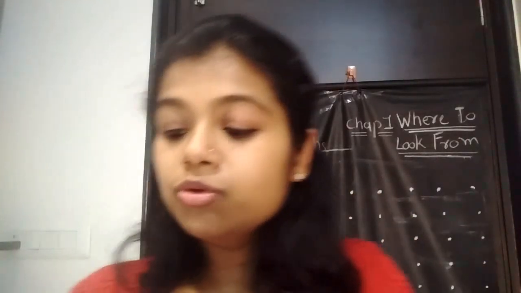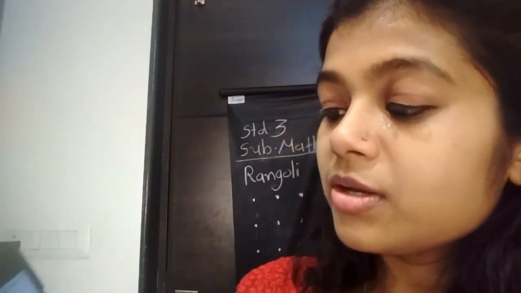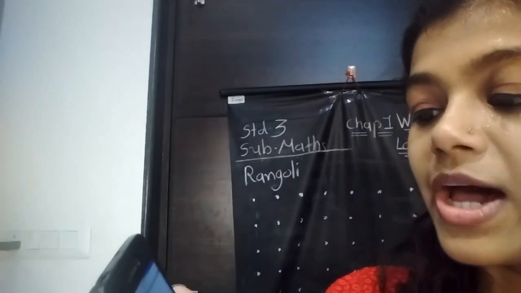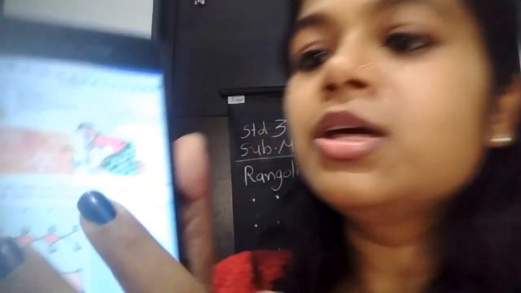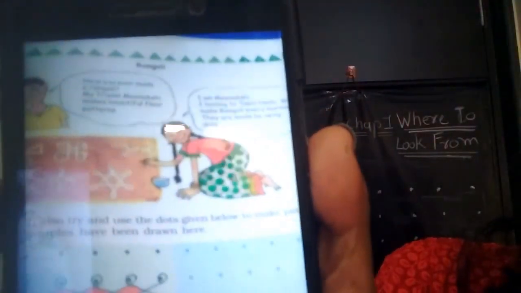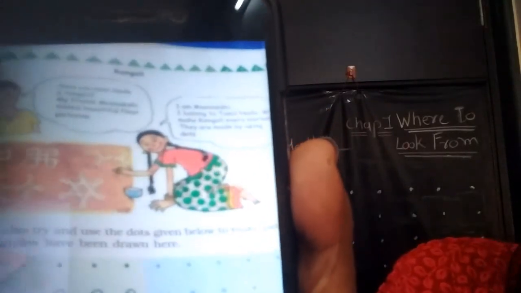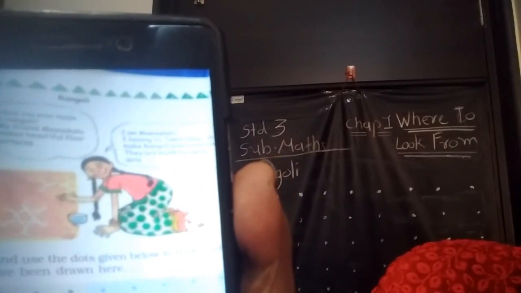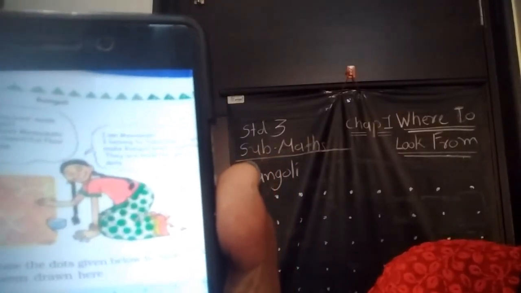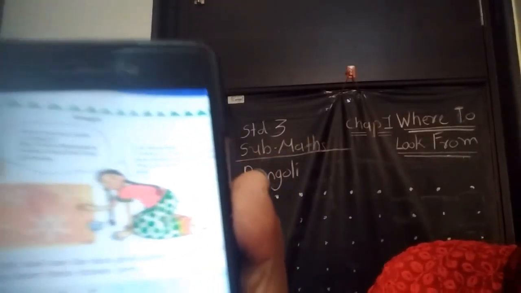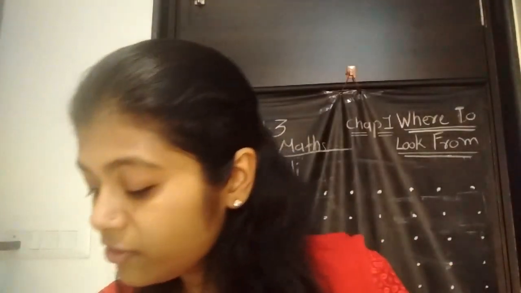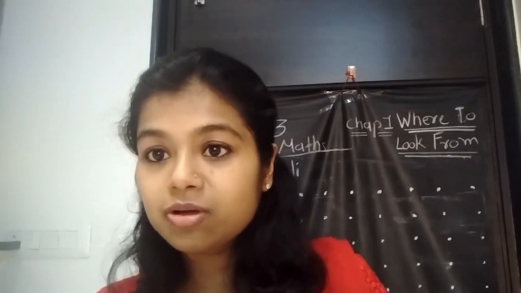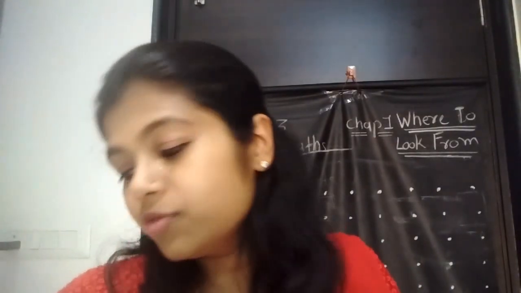Now we'll move to our textbook topic. Our textbook topic is Rangoli. Open page number 3. Those who have the book and those who don't, concentrate here. There is some dialogue between the boy and the girl. The boy says, "Have you ever made a Rangoli? My friend Meenakshi made beautiful floor patterns." Rangoli is made on a floor. We make different kinds of patterns on it, so we can say we make different floor patterns.